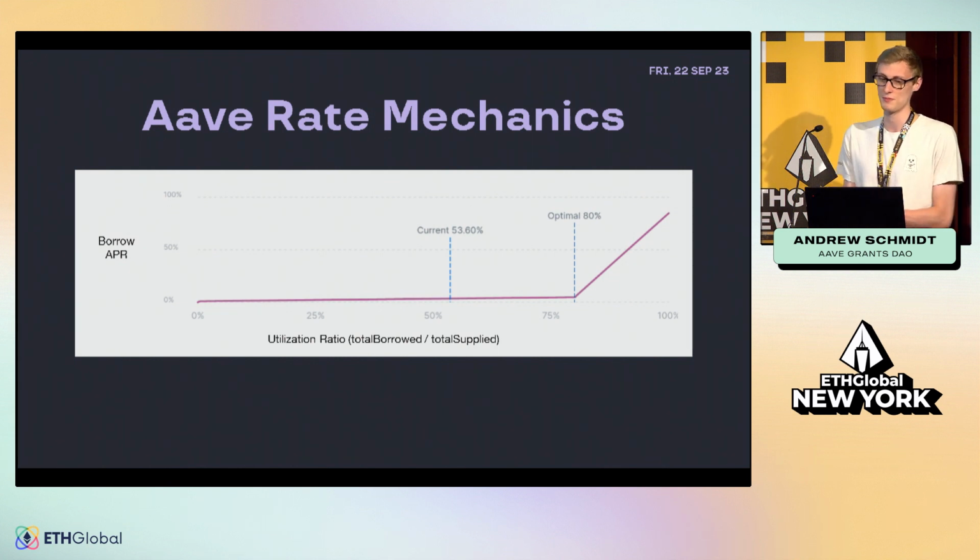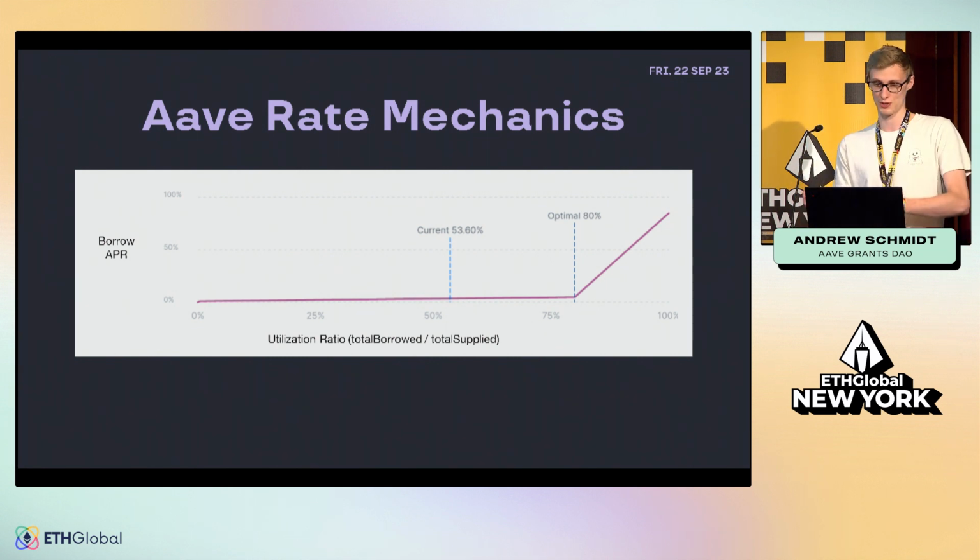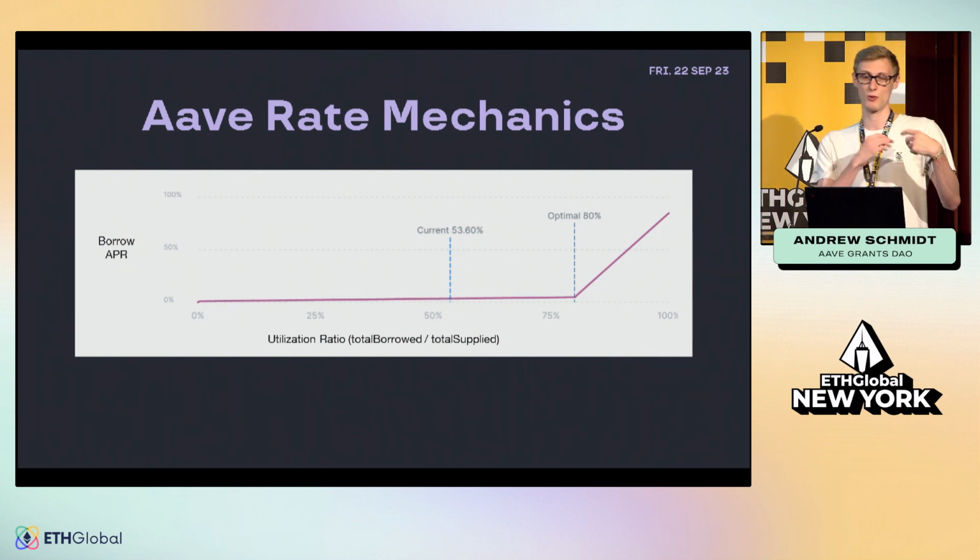The first are rate mechanics. So this is kind of the model that every single other asset in the Aave protocol uses. Essentially, this is the model of the rate which borrowers are paying to borrow that asset, and it exists as a curve. So essentially, the protocol is performing this mathematical calculation every single time an action occurs, where it says, okay, what is the total amount supplied?